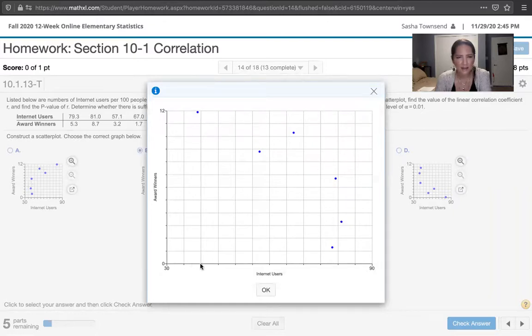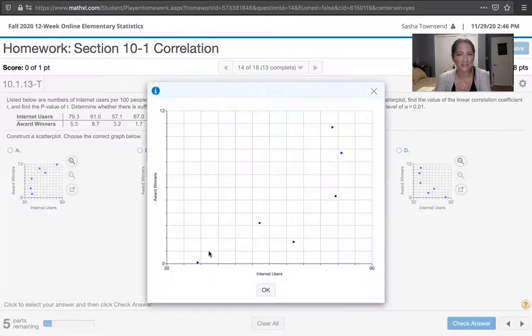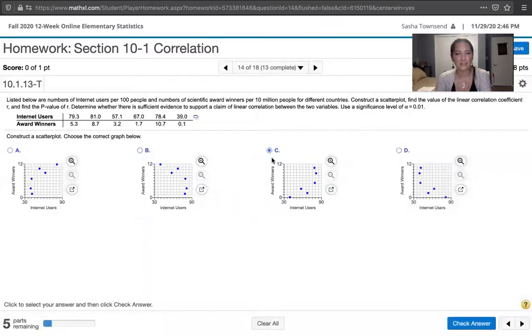So if I look at this a little bit closer, what are these tick marks? Is that 35, 40, 45, 50, 55, 60, 65, 70, 75, 80, 85, 90. So each of those tick marks represents an increase of 5. So it looks like we've got some number of internet users that is a little bit less than 40. And then I've got a number that's very close to 12 here. Then I would look at this list. And when the number of internet users is a little bit less than 40, the award winners is not 12. The award winners is 0.10. So that looks much more like this. So that's how I would use process of elimination to infer this graph if I didn't have access to Excel.